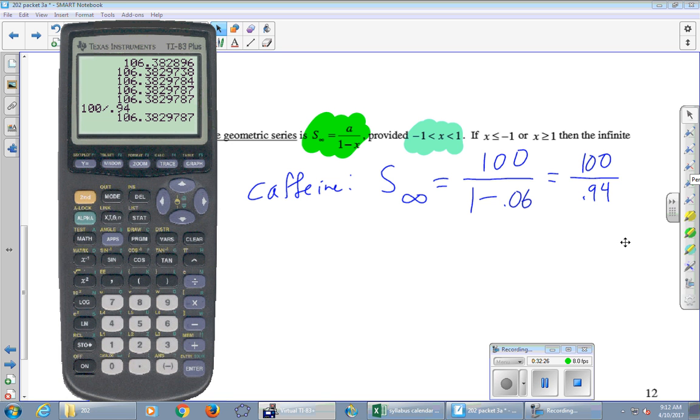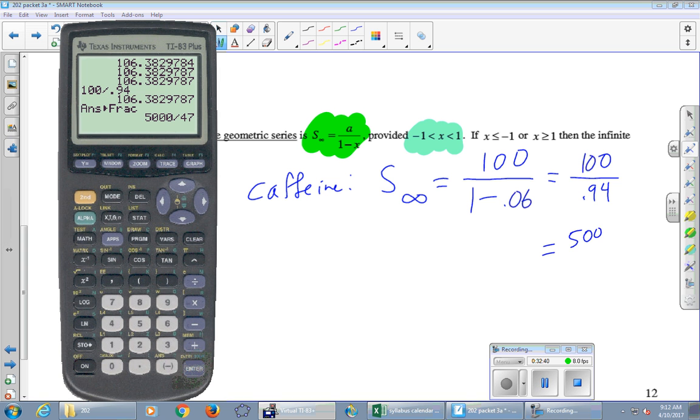So more common than typing in an approximation from the calculator is to convert this into a fraction. So let's see if it does anything. There we go. 5,000 over 47. That is the limiting value of the caffeine in your system. Any questions on that?